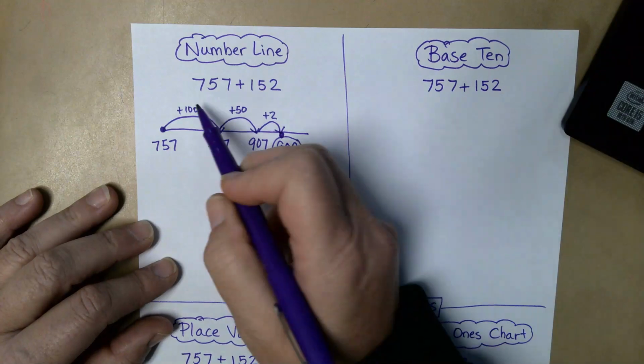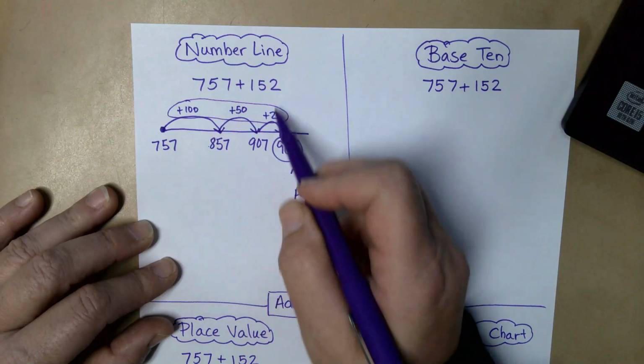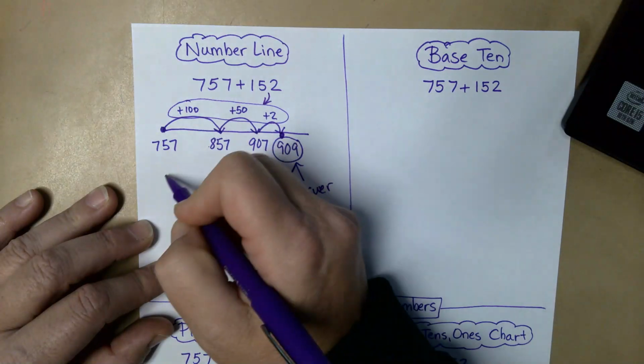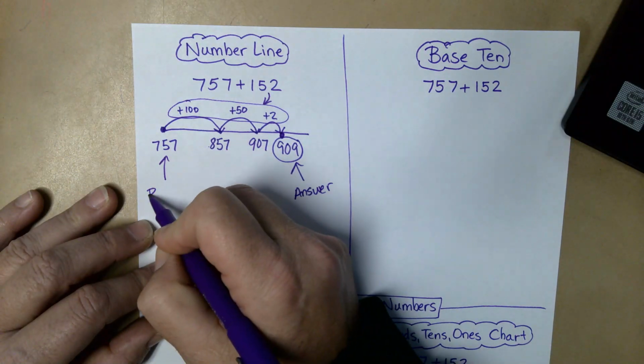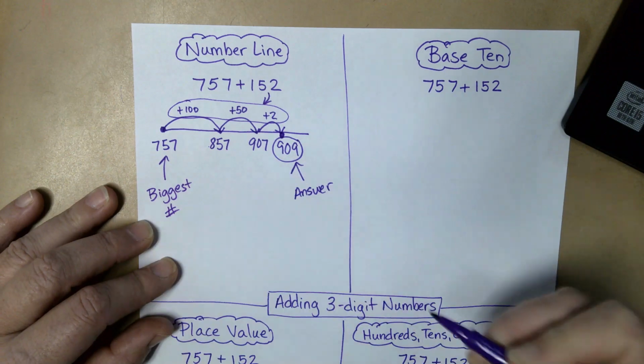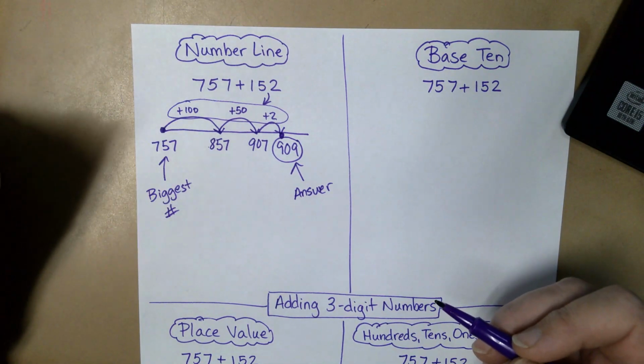Now, up at the top of your number line, these numbers, 150 plus 2, should total up what your second number is. And again, your biggest number goes at the front. So that is how to do the number line method. Okay, lots of students are learning to prefer this method because it's quick and easy.